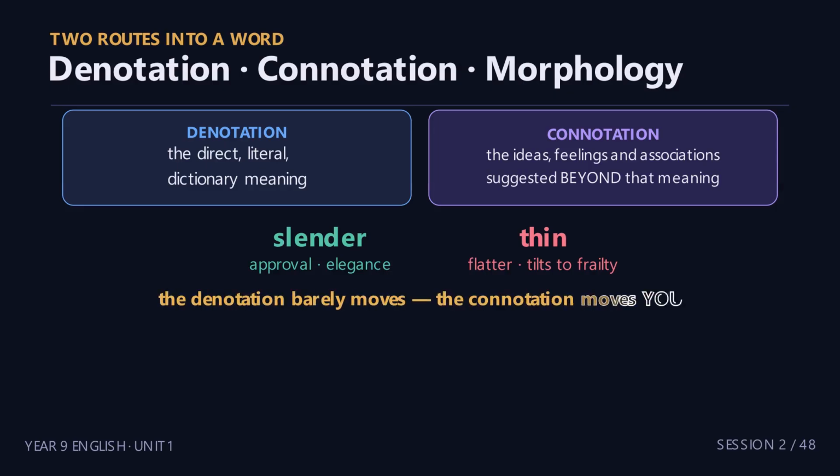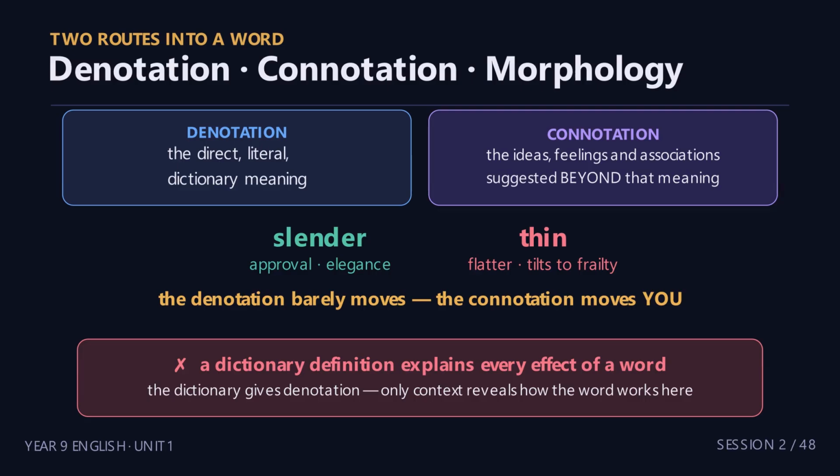And that gives us our first misconception to kill. A dictionary definition does not explain every effect of a word. The dictionary gives you denotation. Only context and connotation tell you how the word is actually working in this sentence, in this passage.